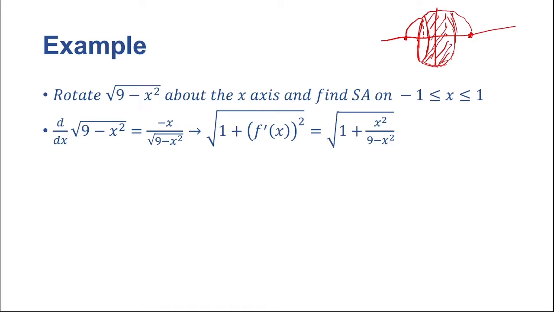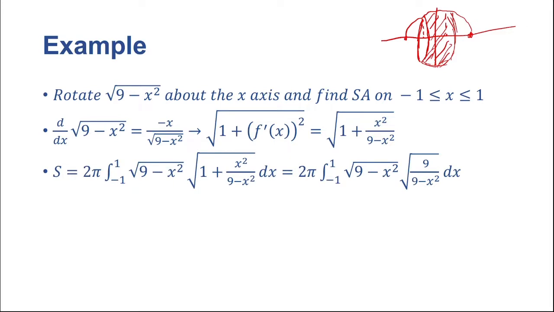Okay, this looks pretty hairy to be putting inside of an integral, but it's going to turn out all right because we've still got to put this function inside of the integral as well. So let's do that. The surface area is going to be equal to 2 pi, we can pull that outside the integral, times the integral between -1 and 1 of our function, the square root of 9 minus x squared, times the square root of 1 plus x squared over 9 minus x squared dx. Now we can combine these fractions and simplify a little bit inside of the square root. This gives us 2 pi times the integral between -1 and 1 of the square root of 9 minus x squared times the square root of 9 over 9 minus x squared dx.